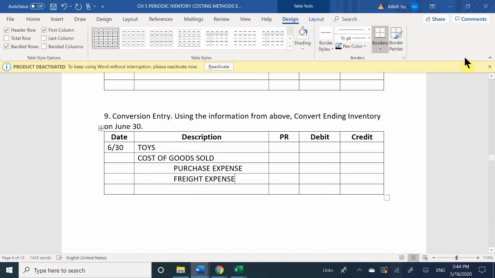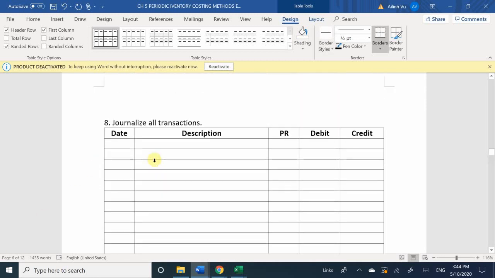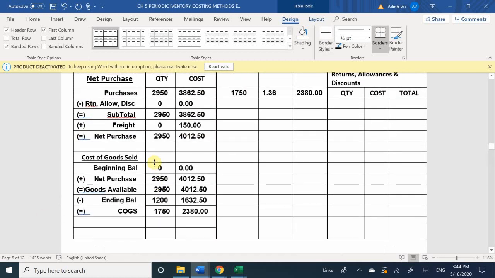Okay. So again, we're going to scroll up to the bottom part of this and extract the information. How much was ending inventory? $1,632.50. Okay. And then how much was cost of goods sold? $2,380. And then how much were our purchases? Purchase expense will be $3,862.50. Yes. And then our freight is right here under freight for $150.